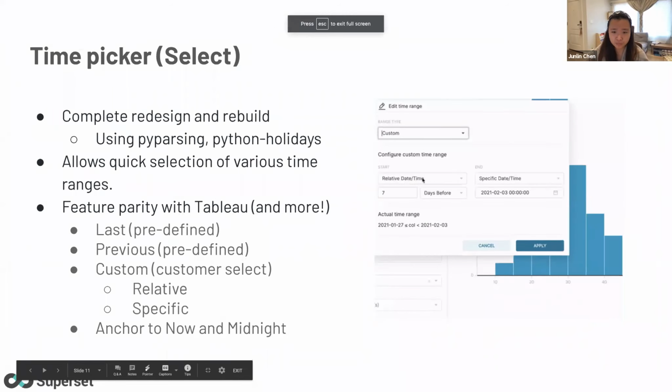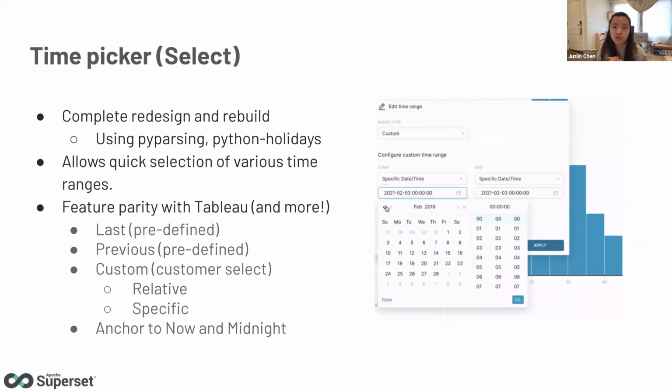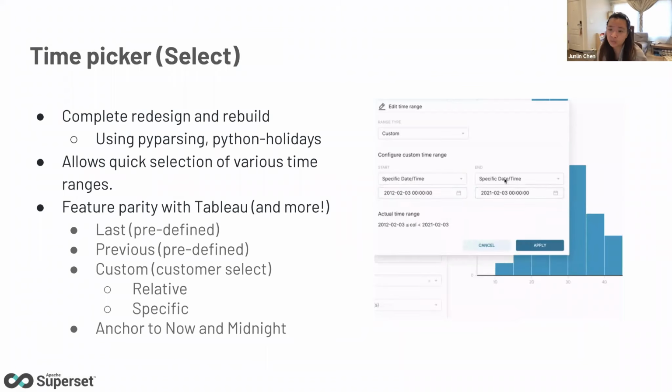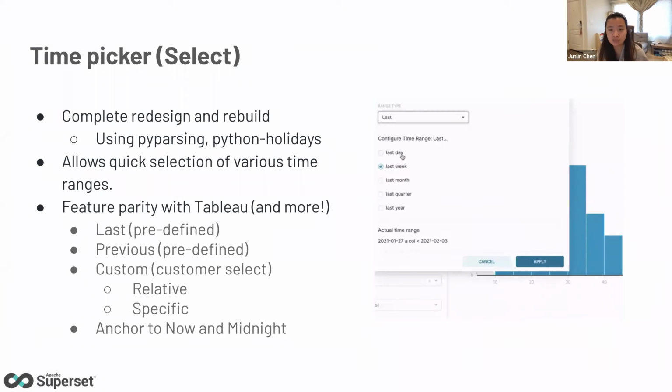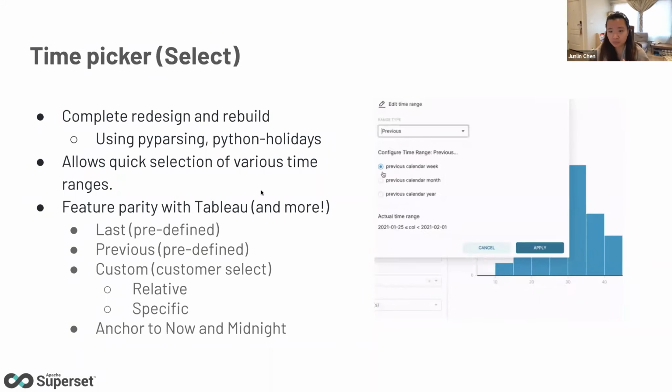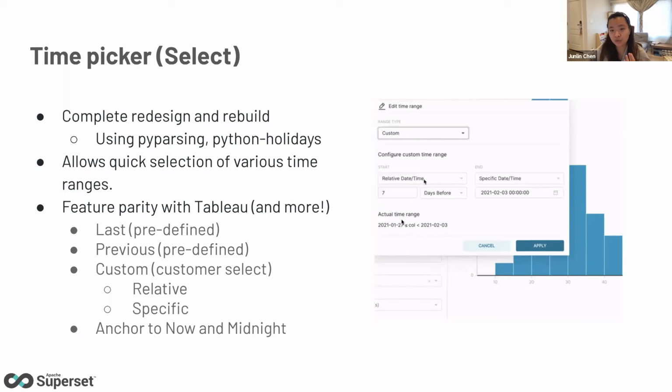Time Picker. So Time Picker is a complete rebuild in Explore 1.0. We added two Python libraries as support, and we have multiple time range select modes, including predefined range and custom range. With this new Time Picker, the user can even anchor time to now or today's midnight. So whatever you select, the actual time range will populate below as the actual time range, as a validation of the input.